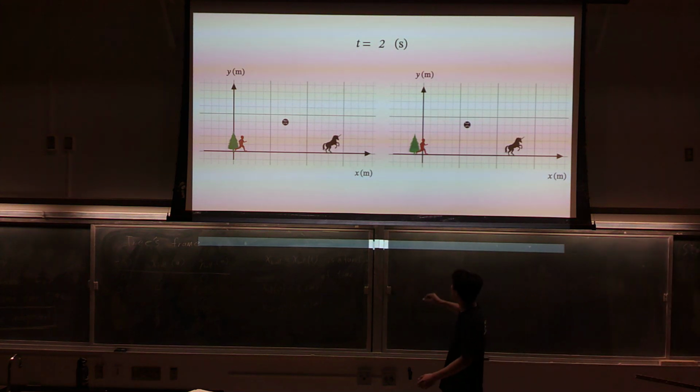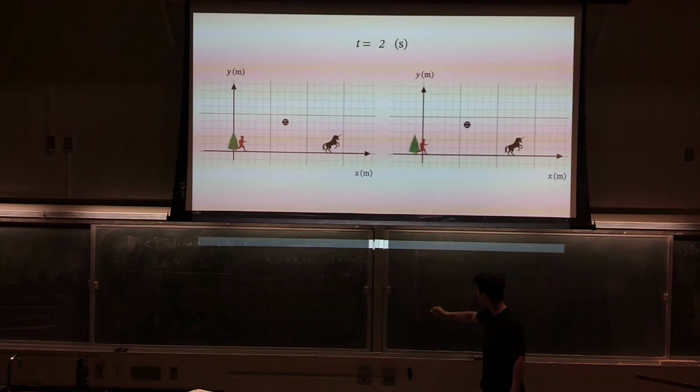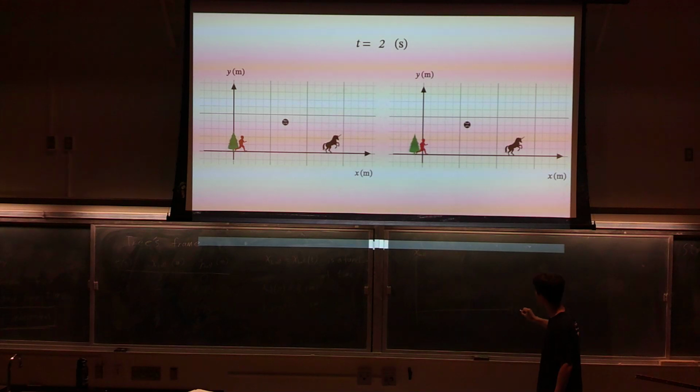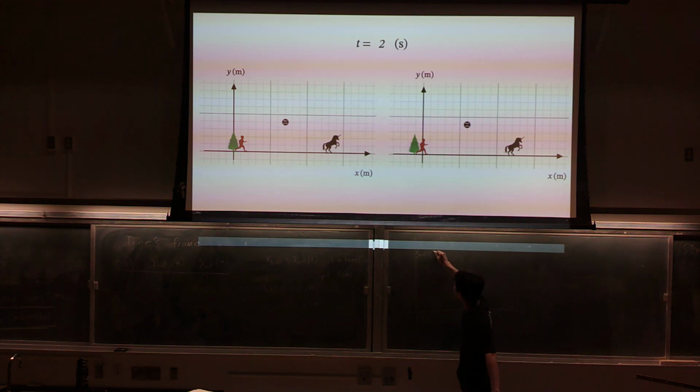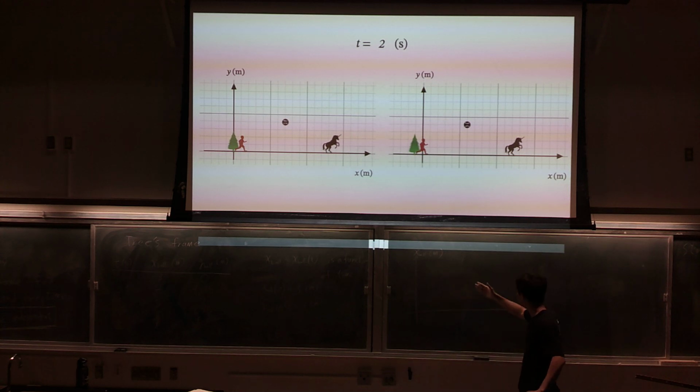I can plot the x position of the ball with respect to the time. This is not a coordinate system. This is not y and x. This is x and time. They have different dimensions. X is length, t is time. It's not a coordinate system, okay?